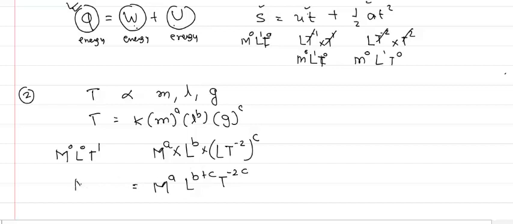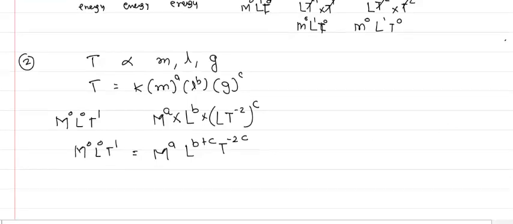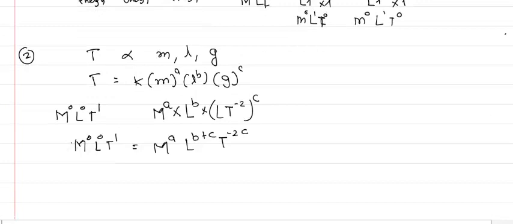This is equal to m raised to 0, L raised to 0, and t raised to 1. So by comparing the units, I have got this equation. Now, since this is true, the powers of mass on both sides should be equal, the powers of length on both sides should be equal, and the powers of t on both sides should be equal.